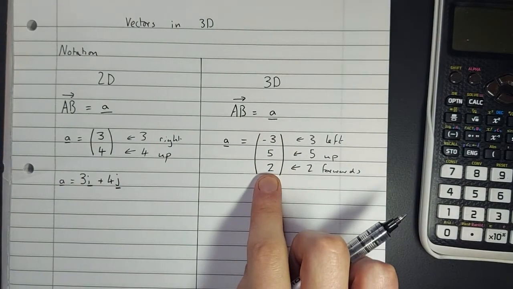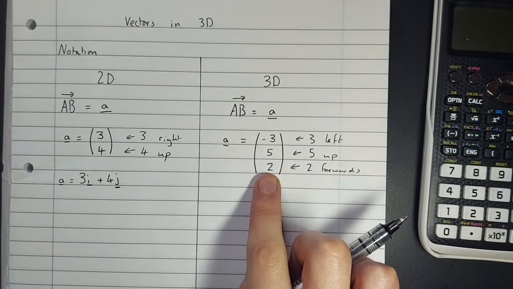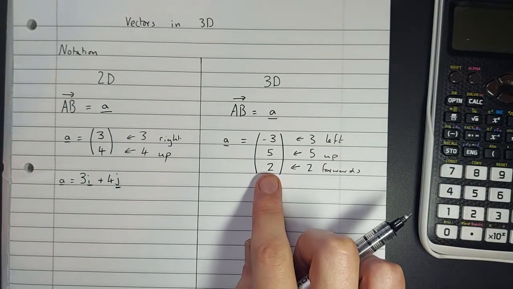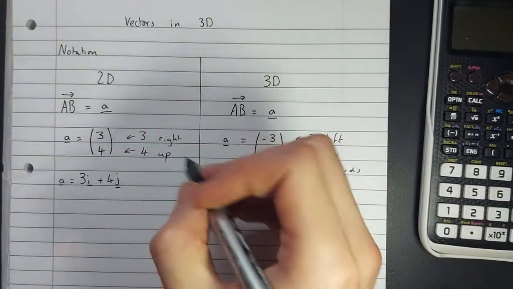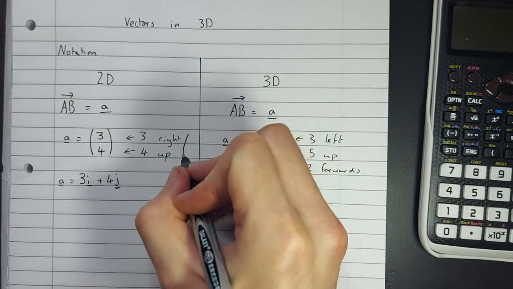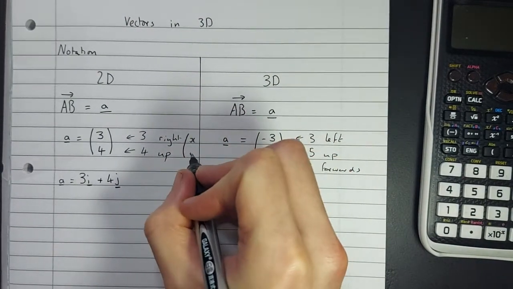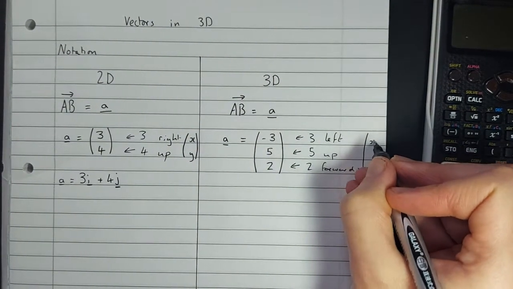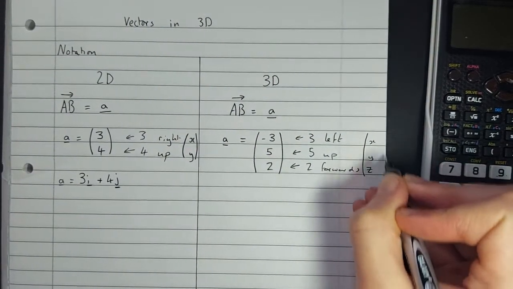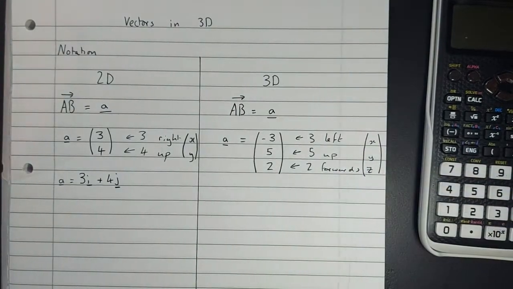We kind of add this extra dimension where it's going backwards and forwards. You can relate it to coordinates as well. If this was to be going x across and y up, then this is like going x across, y up, and z forwards.